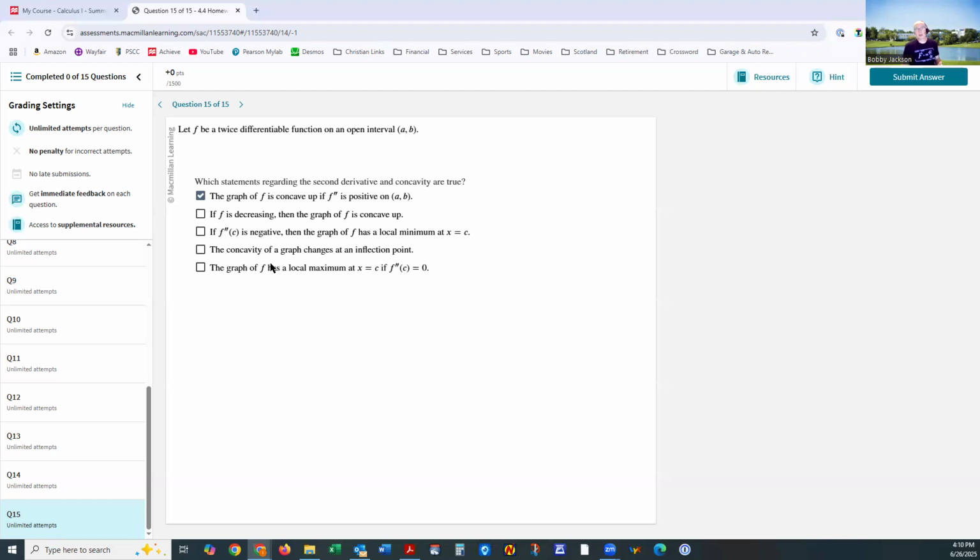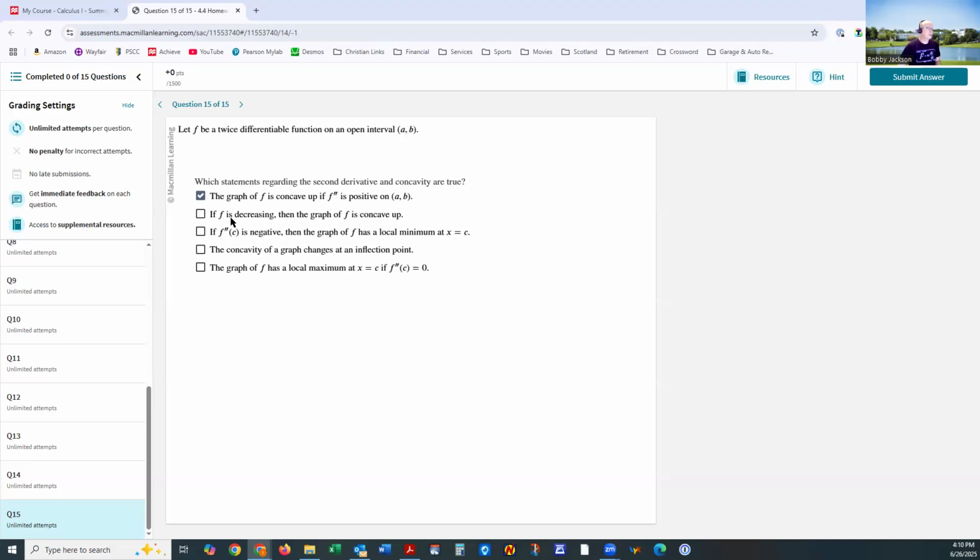So remember the connection. If the function f is concave up, the derivative must be increasing, which means the second derivative is positive. So be careful. Increasing and positive do not mean the same thing, but you've got to understand that relationship.